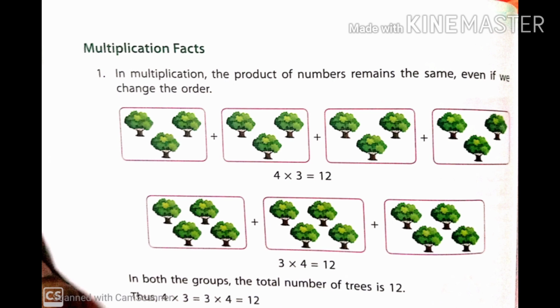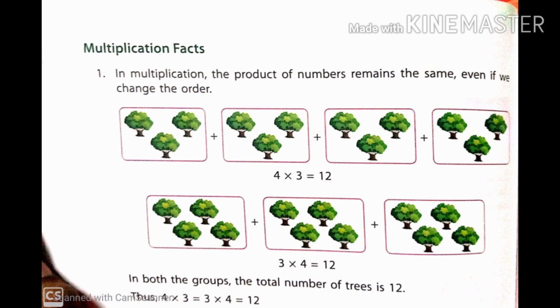So when we multiply 3 into 4 we get 12, and when we multiply 4 into 3 then also we get 12. That means in multiplication the product of numbers remains the same even if we change the order. Again, in the first image there are 4 boxes and in each box there are 3 trees, but in the second image there are 3 boxes and in each box there are 4 trees.